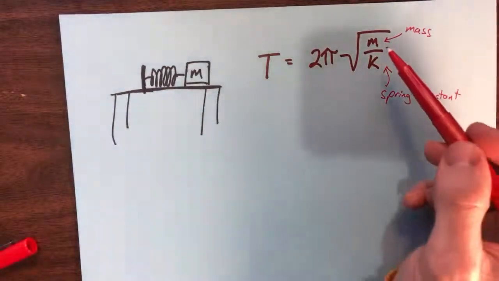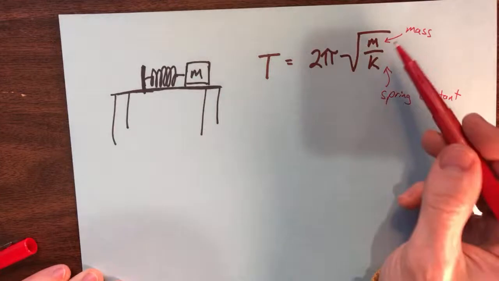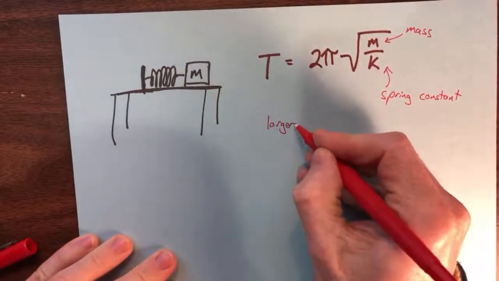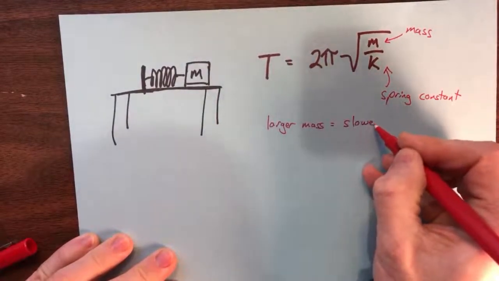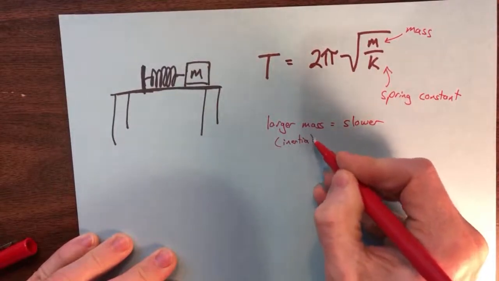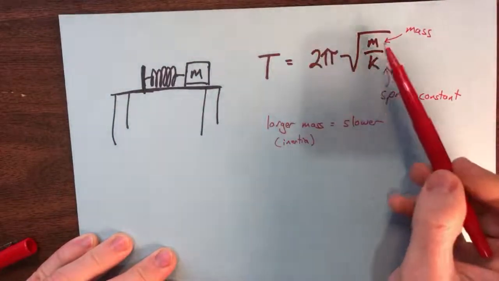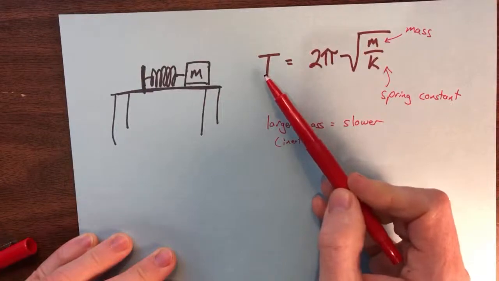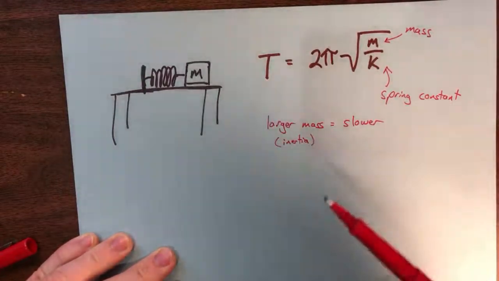Which means that the larger the mass, the slower it's going to go. The larger the mass, the slower. Let me even write that down. Larger mass equals slower. Why? Because the mass is inertia. The mass is resisting the motion. And we can see right here in this equation, as you increase the mass, the period is going to increase, and the period is how long it takes for one complete cycle.